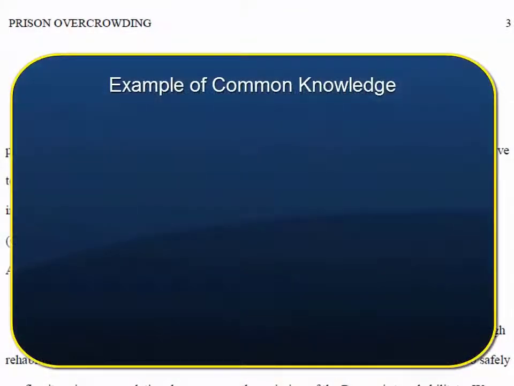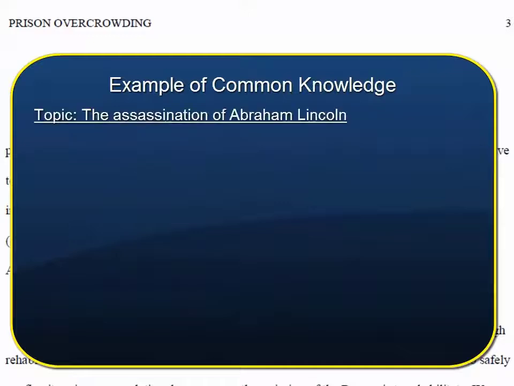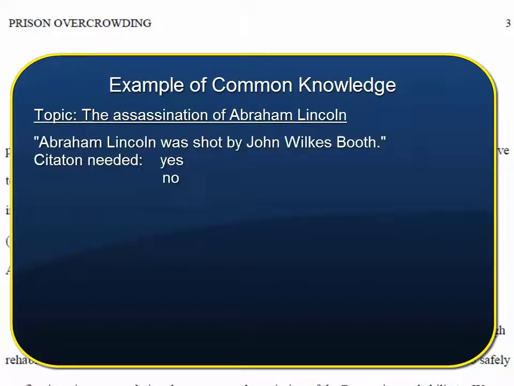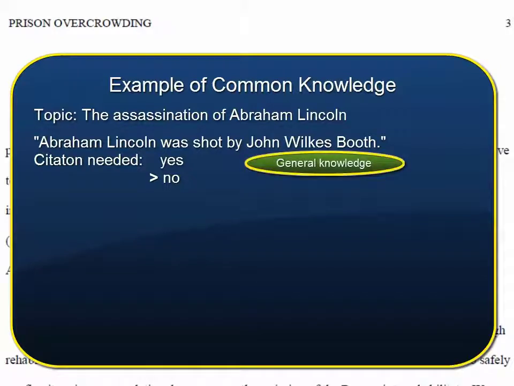Let's look at this example from history. You're writing a paper on the assassination of Abraham Lincoln, and you wish to use the following fact in your research essay: Abraham Lincoln was shot by John Wilkes Booth. Would you have to cite that? No. It's an example of general knowledge, something known by most everyone without having to do any research.